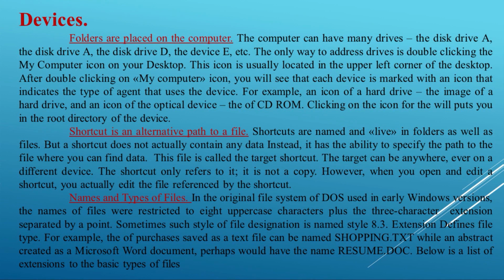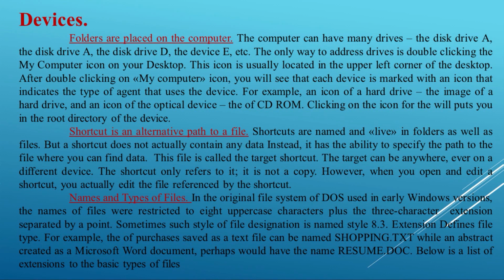And also the devices. It's the continuation of folders and files. Folders are placed on the computer. The computer can have many drives: the disk drive A, the disk drive D, the disk drive E, and so on. The way to address drives is double-clicking the My Computer icon on your desktop. This icon is usually located in the upper left corner of the desktop. After double-clicking on the My Computer icon, you will see that each device is marked with an icon that indicates the type of device.